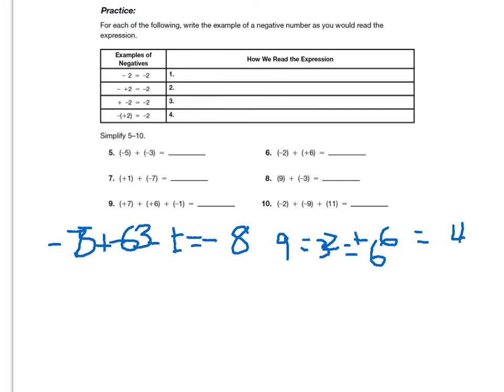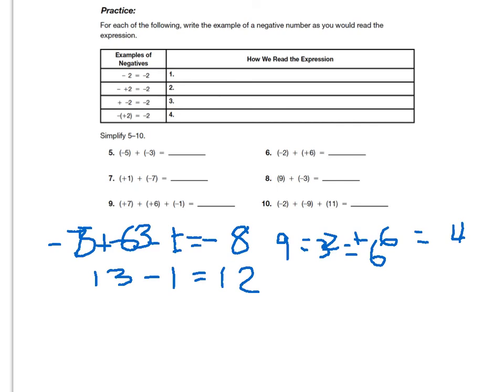We have +7, positive 6 and negative 1. If we combine our positives first, we're going to get 13. We don't need the positive sign. We know it's a positive 13. And we still have our negative or minus 1. And now we pretty easily see that 13 minus 1 is 12. So again, we just keep simplifying until it looks like something that we're familiar and comfortable with.